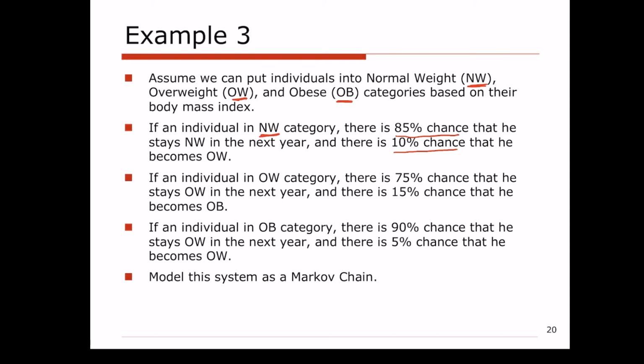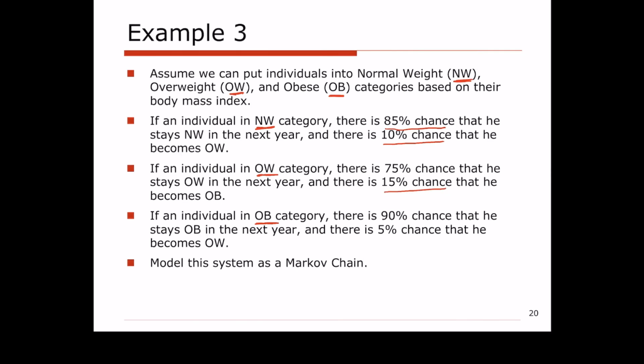If a person is in overweight category, there is 70% chance that the person stays in overweight category in the next year, and there is 15% chance that the person goes to obese category in the next year. And if the person is in obese category, there is 95% chance that the person stays in obese category in the next year, and 5% chance that the person goes to overweight category in the next year.